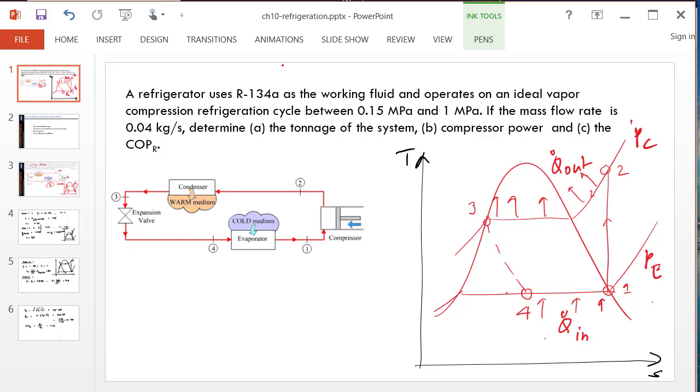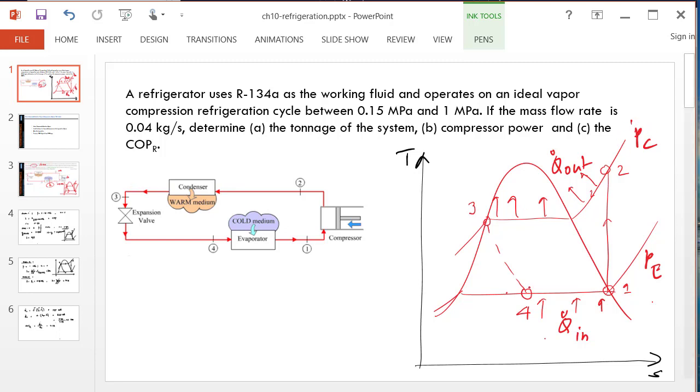Hello and welcome. In this video, we are going to analyze a vapor compression refrigeration system. I have already transcribed the schematic into the TS diagram. So 1 to 2 is our isentropic compressor. 2 to 3 is the condenser. We'll call the pressure in the condenser side PC.